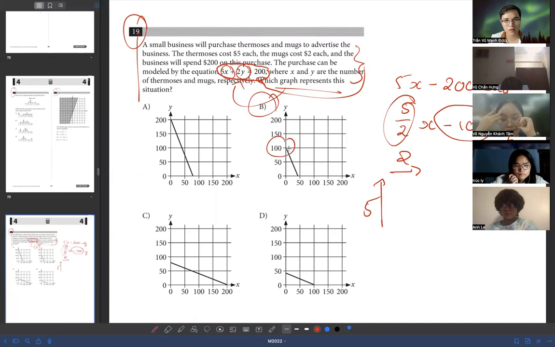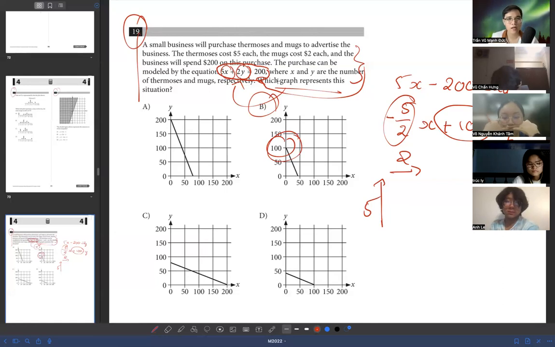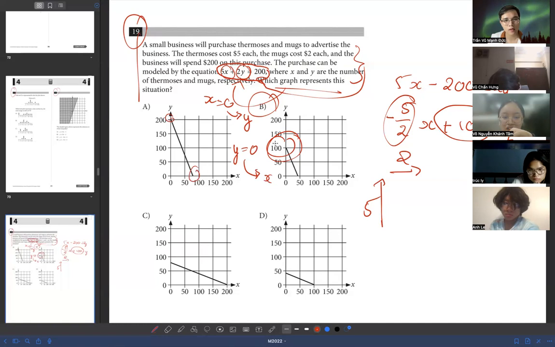It is minus 100. Oh wait, is it minus 100? Let's see. It is. Oh, this is minus 2. So this and this plus 100, and see, this is the only one that crosses 100. So it's very, very simple. Or else you can just plug in x is 0 and you get y, or y is 0 and you get x. Either way, you still circle B. That's still correct.